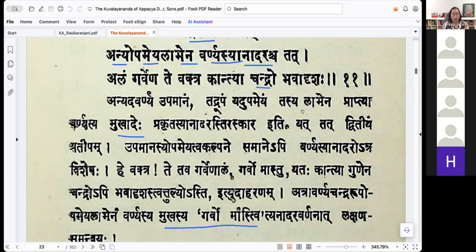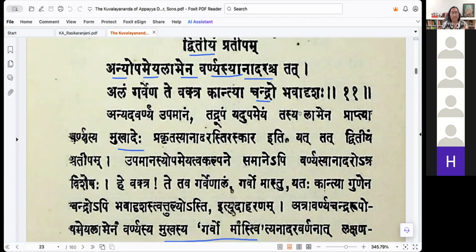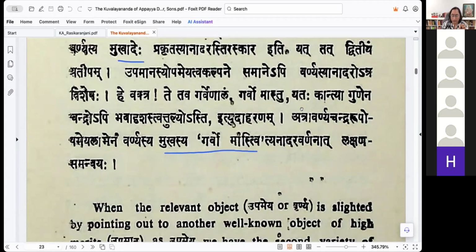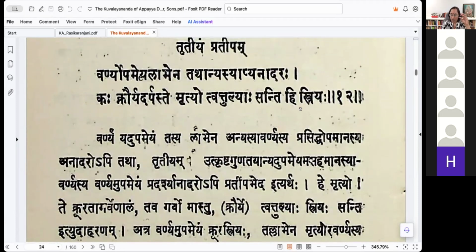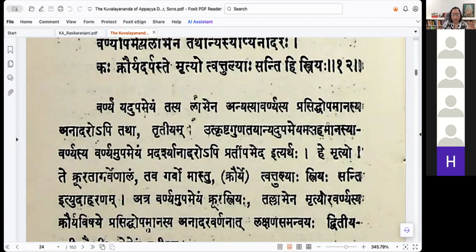With the second one, he uses the word varnya, but the varnya which should have been varnya has now become the upamana, and yet there is an anadara to that varnyam. That's how you understand it. Okay, now we move on to the third one. The third one here, you have the same upamanam is the upamanam, upameya is the upameya, but instead of having an upameya anadara, you have the upamana anadara. That's all.